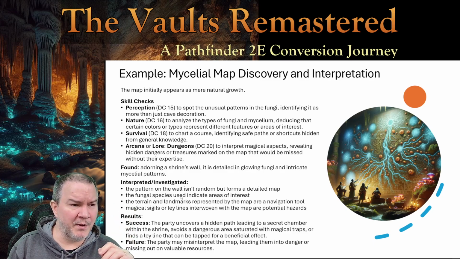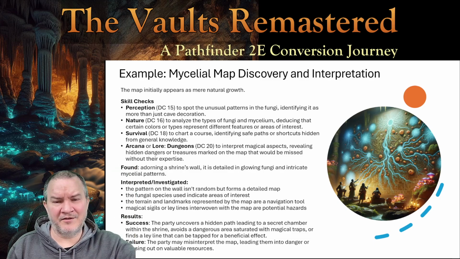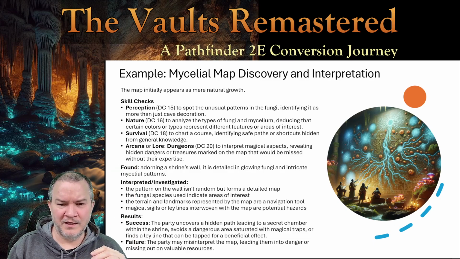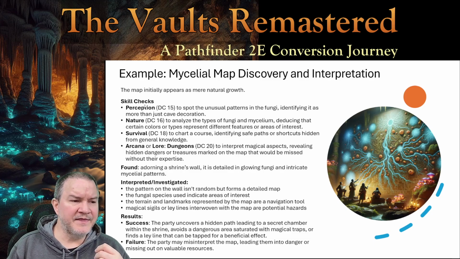What's the big deal? But if they as a group, so you've set this up like, hey, there's this weird kind of growth all over the wall. It doesn't seem normal per se. At first it seems natural, but as you look at it, it's a little bit weird. That's your trigger, your clue that there's a clue here. And then you can have your player characters each contribute something to deciphering what the heck is this fungal growth on the wall. It's actually a map if they can figure it out.